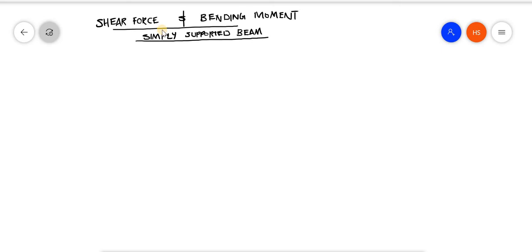Students, this is the third class on the mechanics of solids, module 3. Now we are going to study the shear force and bending moment diagram of a simply supported beam. In the last classes we studied a cantilever beam, a beam which has a support at only one end. An example is a sunshade beam.